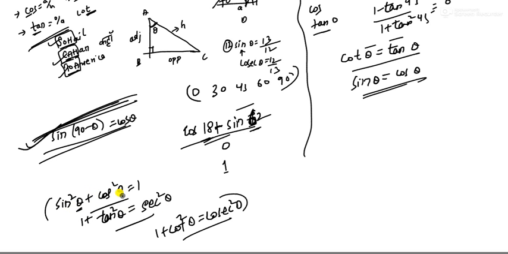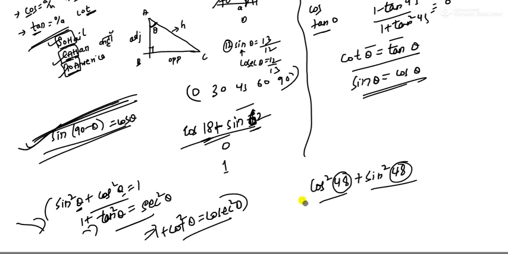And sometimes for theta they may also write like this: if cos square 48 plus sine square 48, find the value of cos square 48 plus sine square 48. So if these are the same, then apply these identities rules. That's all, nothing else is there in this chapter.